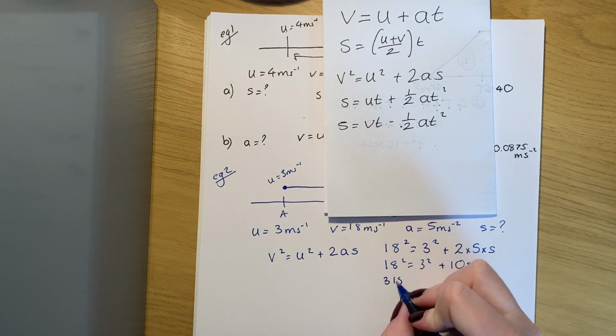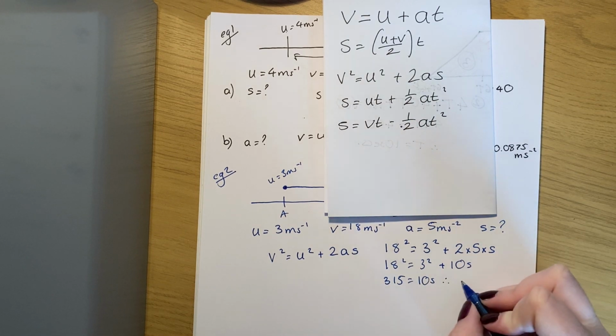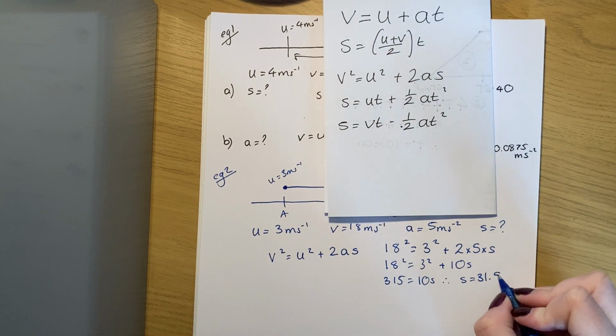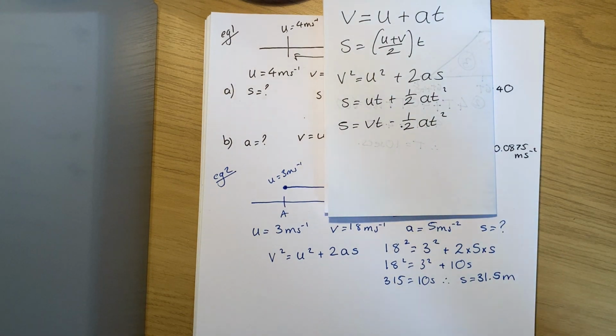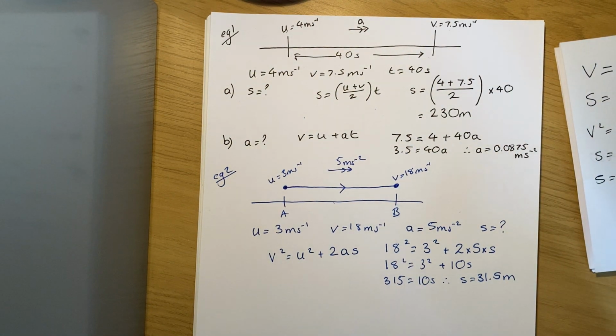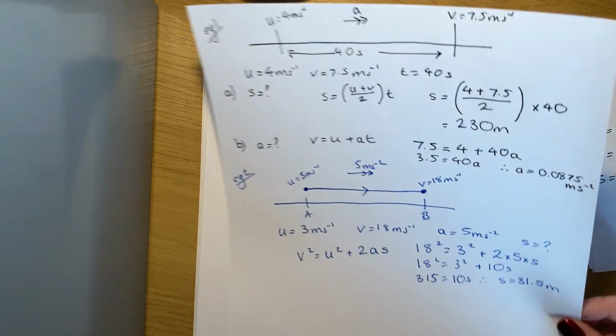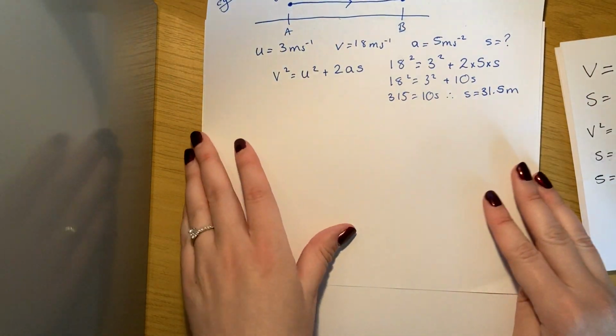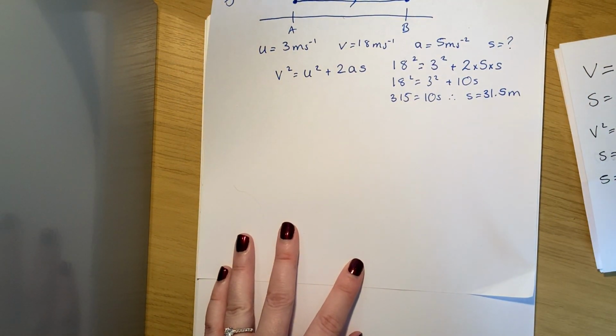So we end up with 315 is equal to 10S. So therefore S is 31.5 metres. Now these first ones have been quite straightforward because our signs are all the same. So we're travelling in one direction, we're speeding up rather than decelerating. The velocity is moving in the same direction, so we haven't had to worry too much. As they get slightly harder, sometimes there is more for us to think about in terms of the signs in our problem.